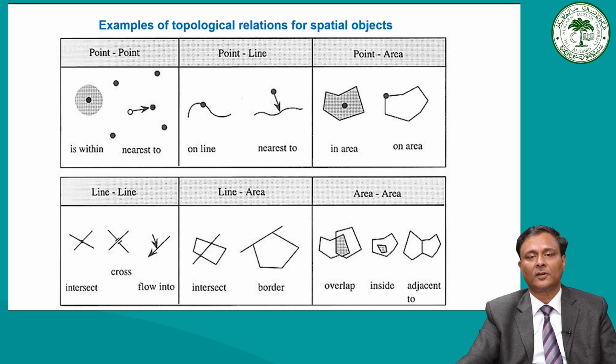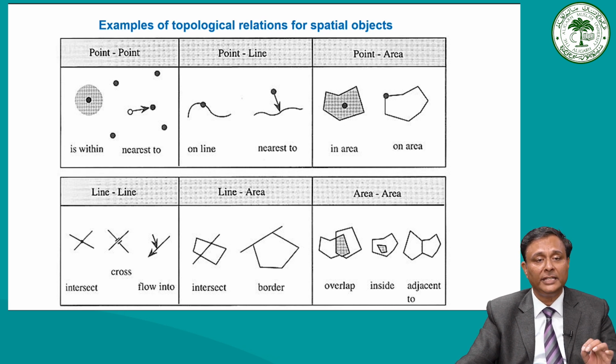These are some examples of topological relations for spatial objects with respect to point, point line and point area entity. The upper example is for point, point line and point area entities, where the point can be within the point entity or near to the point entity. The point line would be on the line, point is on the line or near to the line. And point area example could be point within the area or on the area. So these are topological relationships.